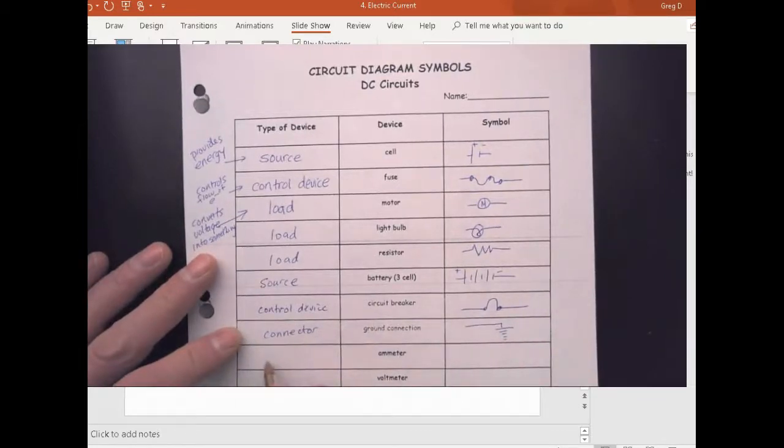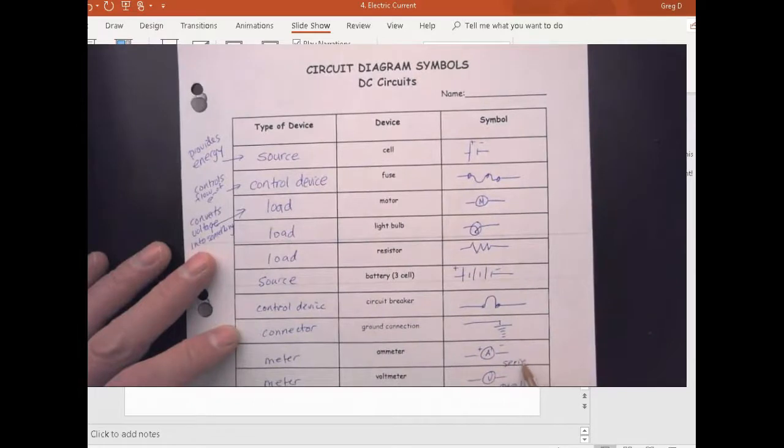We have an ammeter, which we've talked about already, where you have a positive end and a negative end. And we have a voltmeter, which looks like this. Now a voltmeter, we're going to learn, is connected in parallel, and an ammeter is connected in series.